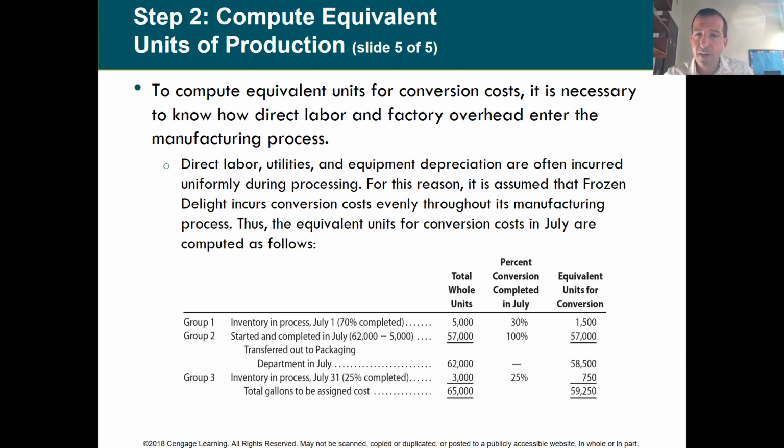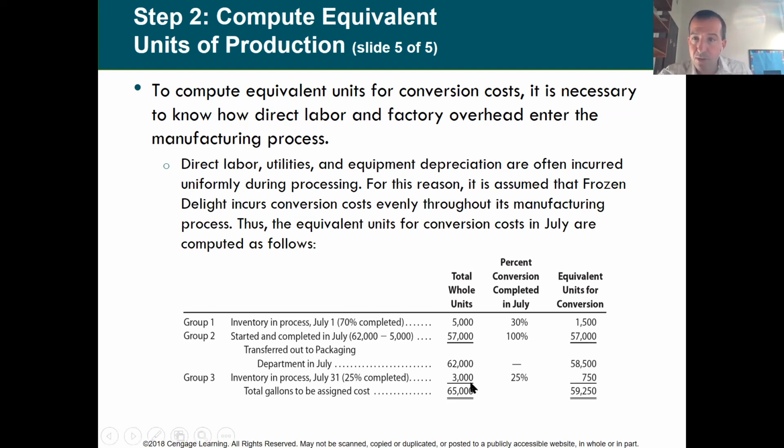There were 100% units that had conversion started and completed in July. So that would be 100% of 57,000. So 57,000. And then the ending inventory is 25% complete for July. So we'll take the 3,000 units, multiply it by the 25% completed. So here the equivalent units are 750. We have 750 units that need to be assigned cost in July.